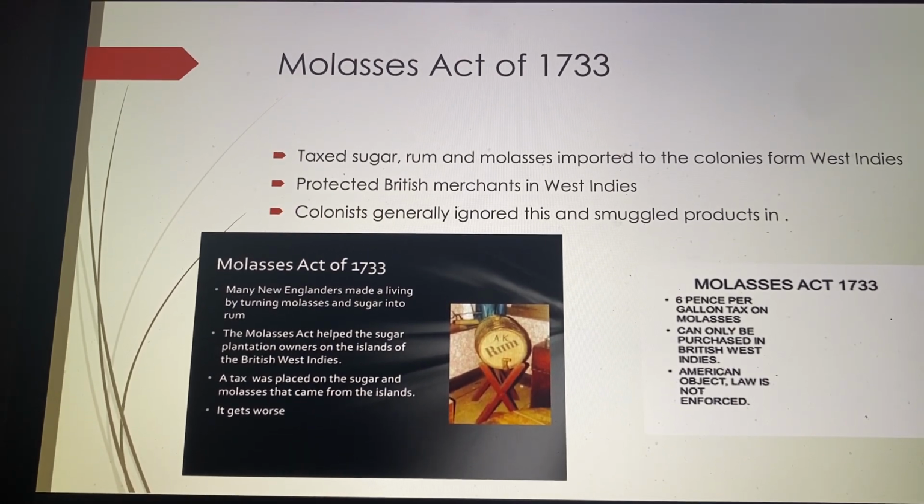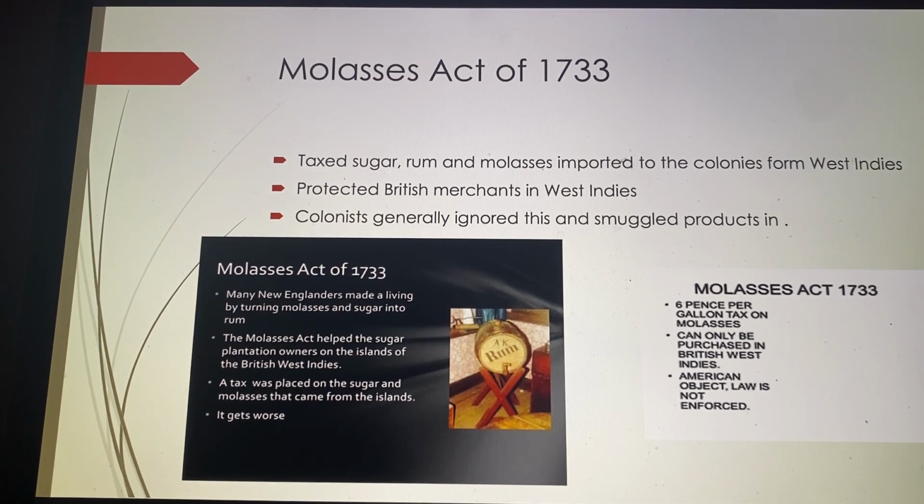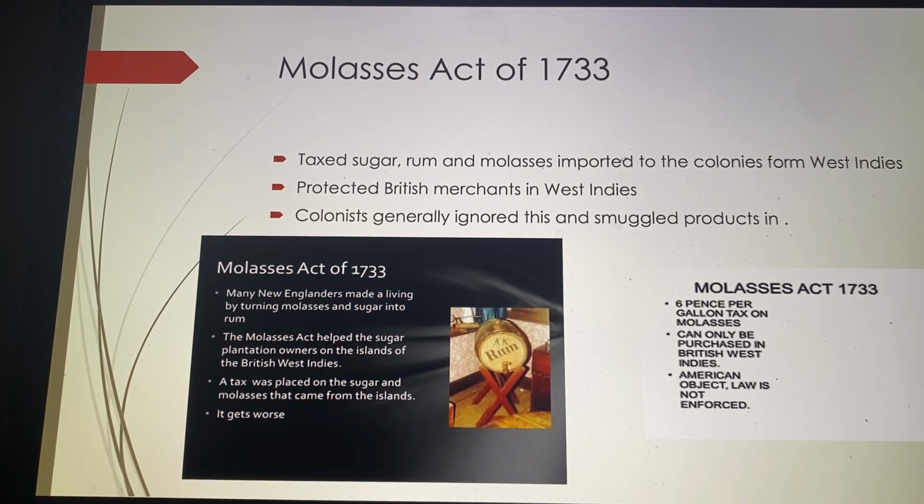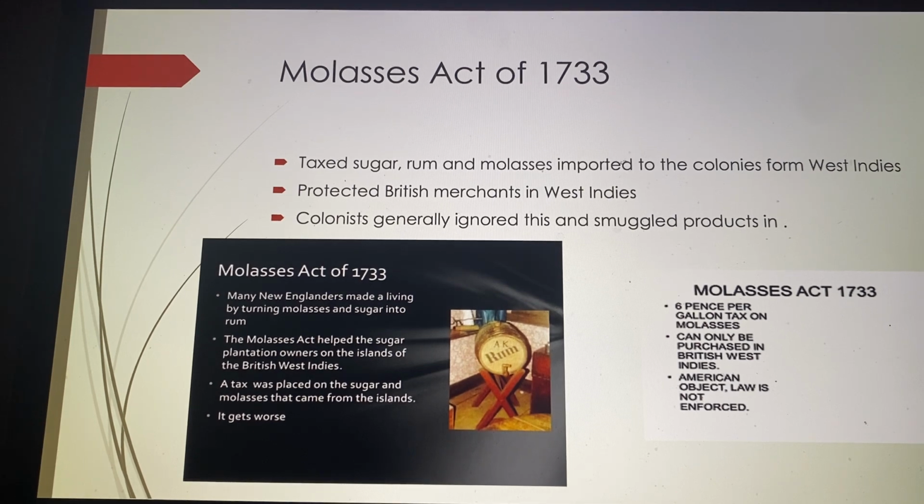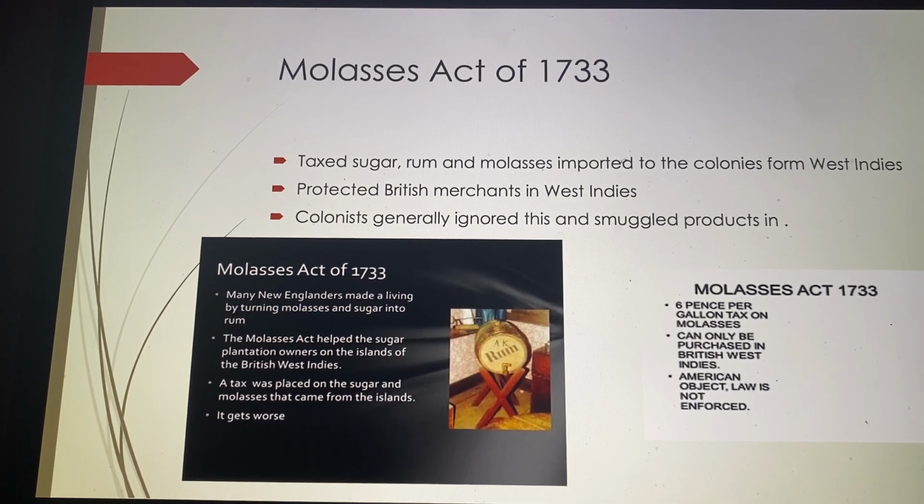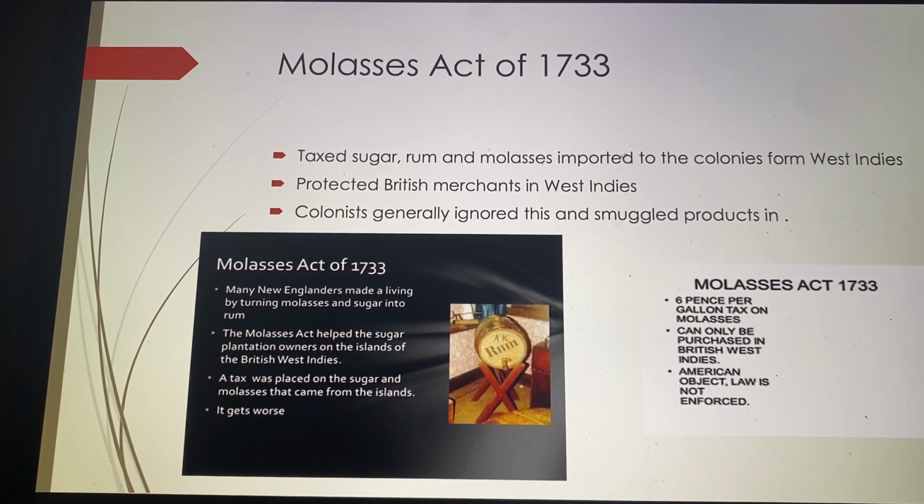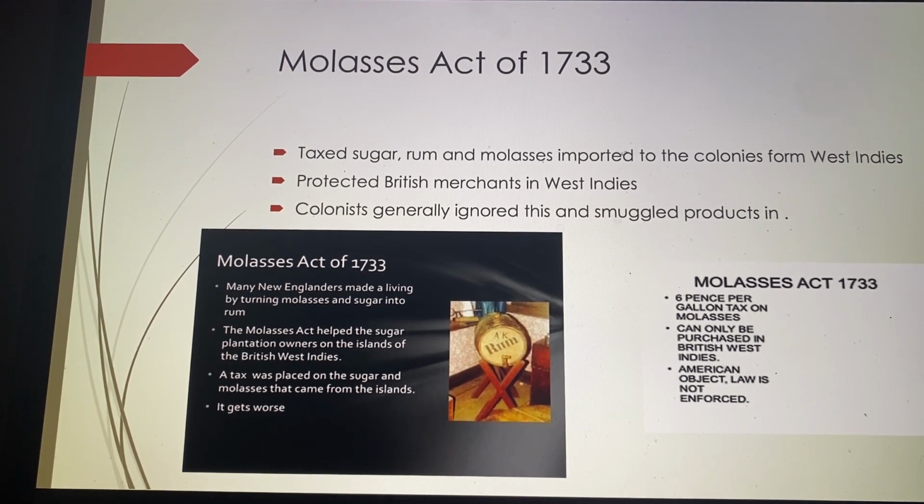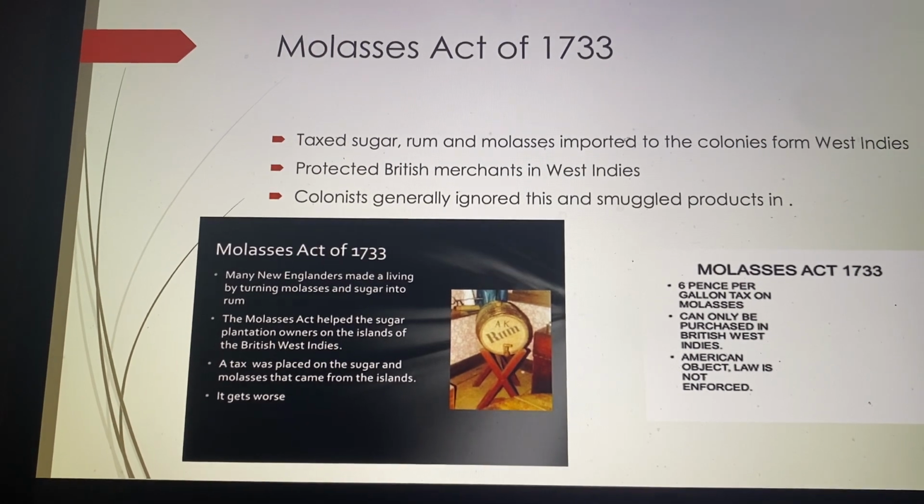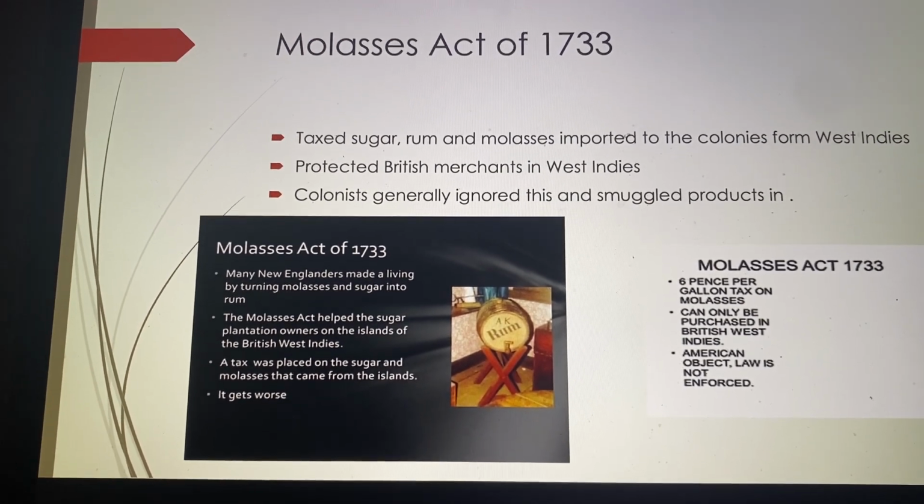Many New Englanders made a living by turning molasses and sugar into rum. And so the Molasses Act helped the sugar plantation owners on the islands of the British West Indies. And so a tax was placed on sugar and molasses that came from the islands. But it got worse. So you see the Molasses Act of 1733. You could see the high price for them. Americans paid a high price for molasses and sugar and, of course, rum.